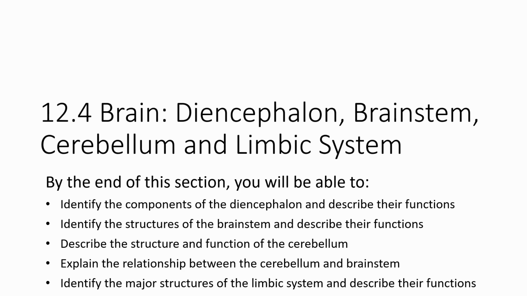So continuing through the brain, we've gotten through the cerebrum. Now we're going to get into a handful of other components, including the diencephalon, the brainstem, the cerebellum, and the limbic system. We're going to talk about the components we find in the diencephalon and what their functions are. We'll talk about the structures in the brainstem and their functions, the cerebellum structure and functions, and then we'll talk about the cerebellum and the brainstem and their relationship, and then get into the limbic system and talk about what they do.